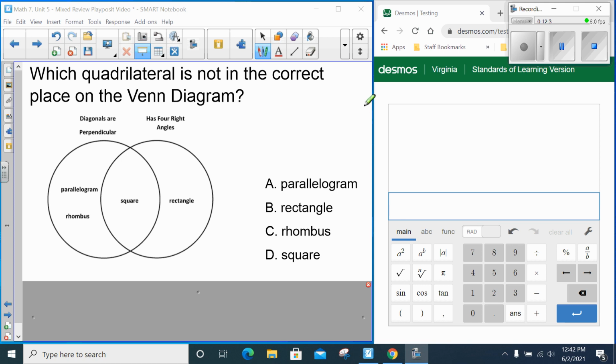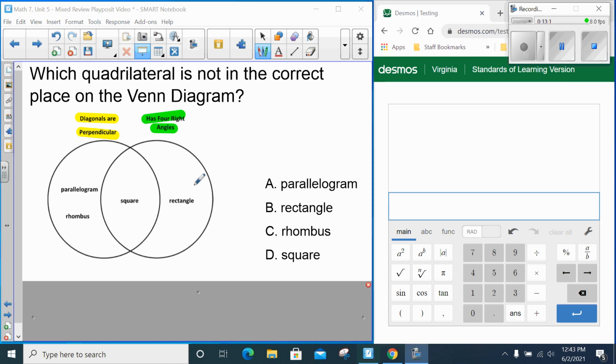All right, our last question, 7, says, which quadrilateral is not in the correct place on the Venn diagram? So the titles of the Venn diagram are very important. On the left side, it says that the diagonals are perpendicular. Remember, perpendicular means they cross each other at 90-degree angles. They make right angles. The right-hand side says that the characteristic we're looking for has 4 right angles. So all 4 angles inside that quadrilateral would be 90 degrees. The question says which one of these quadrilaterals is not in the correct place on the Venn diagram? Is it parallelogram, rhombus, square, or rectangle?